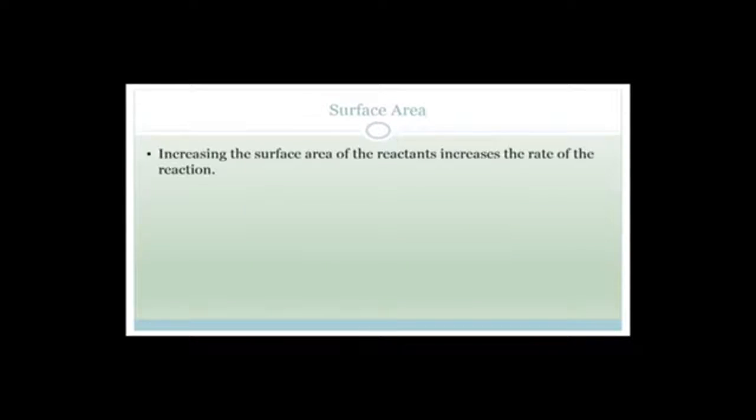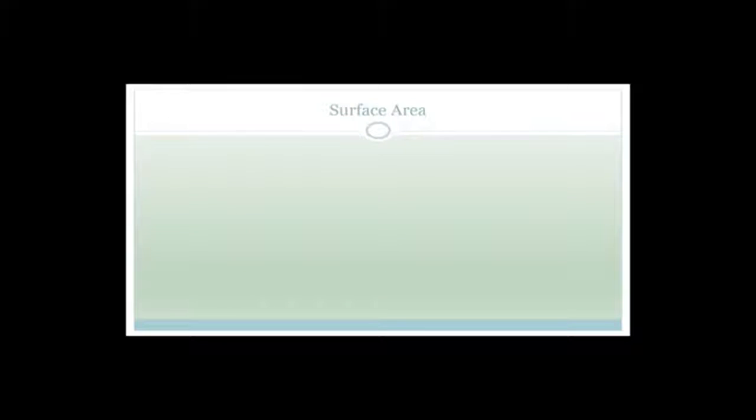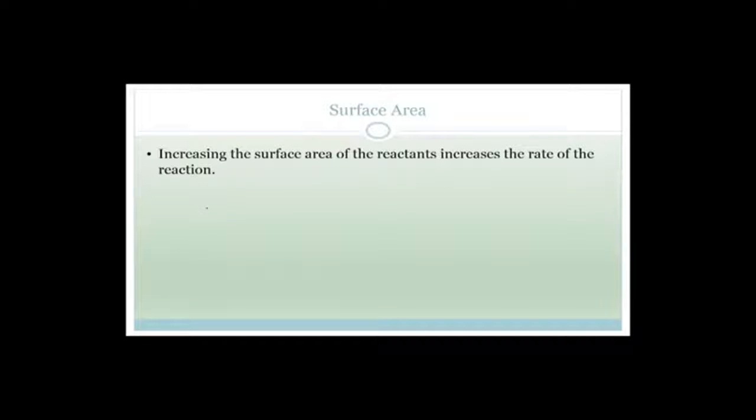Now, surface area. Increasing the surface area of the reactants increases the rate of the reaction. That makes sense. Why does that make sense? Think about it this way before I show you the video. I'm going to use a typical example that teachers use all the time. If you have to start a fire, say you're on Survivor, and you're out there trying to survive in the wild.